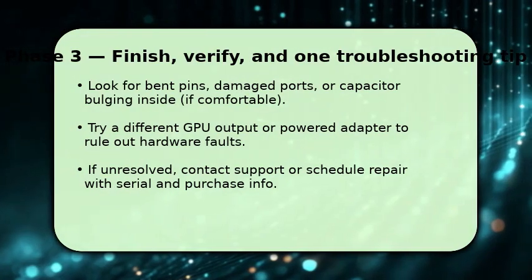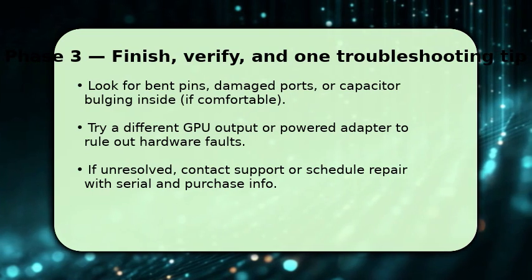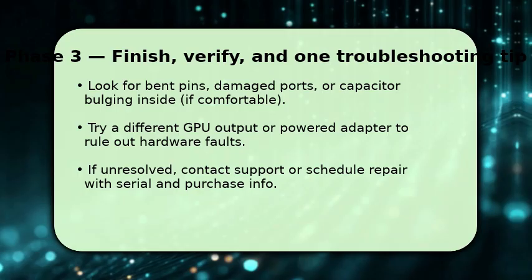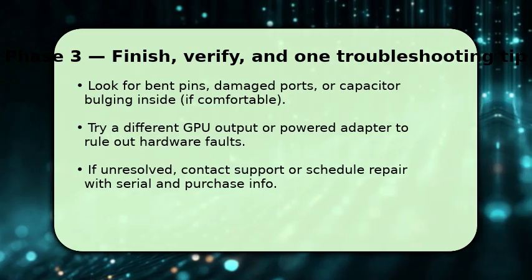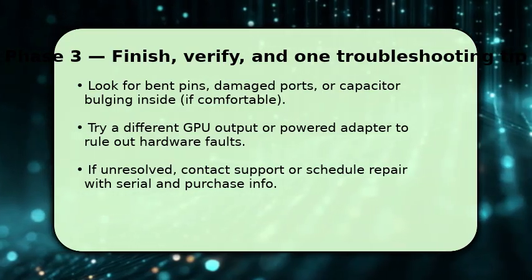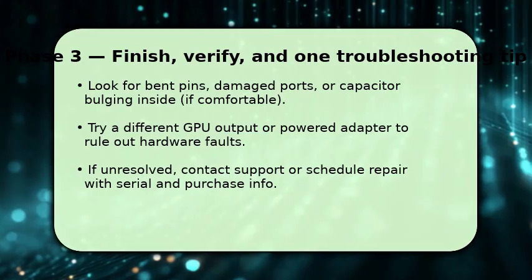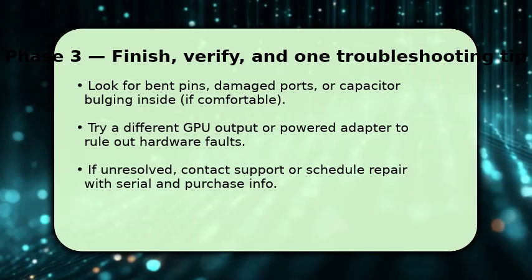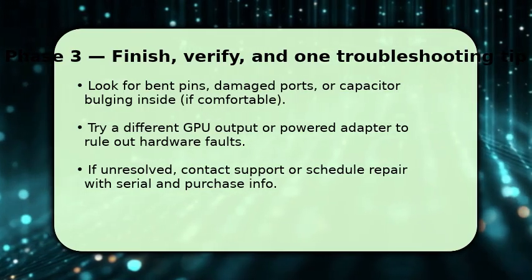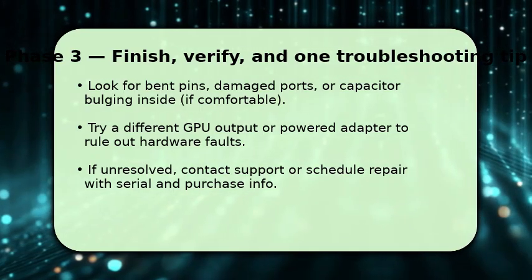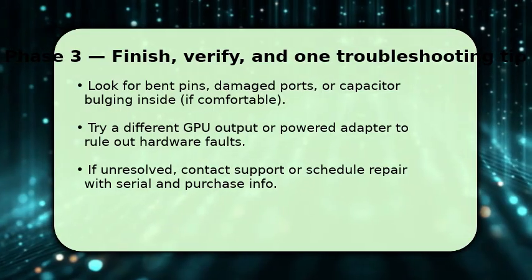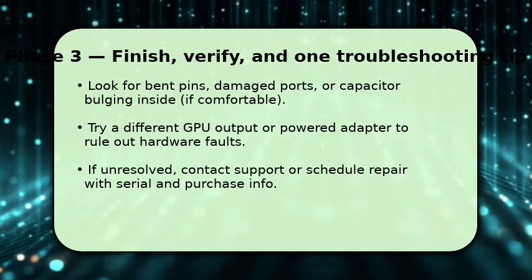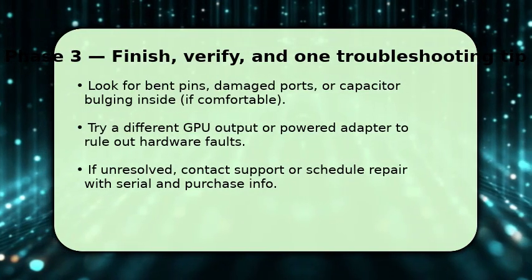Power off and look for bent pins, loose connectors, or visible damage. If you're comfortable and the monitor is out of warranty, open the case to look for bulging capacitors. These cause color faults. Try another GPU output or a powered signal adapter to confirm whether the monitor or graphics card is failing. If none of this fixes it, gather model and serial numbers and contact manufacturer support or a repair shop. One key troubleshooting tip: document exactly what you tested to speed up service.